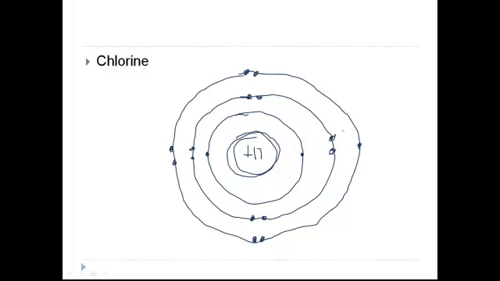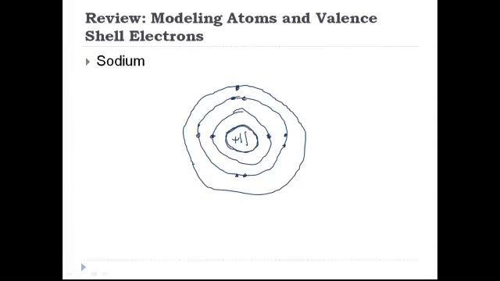So that's chlorine, and since the very outside layer has 7 electrons, there are 7 valence electrons. Oh, going back to sodium, sodium just has 1. You can see it on the 3rd energy level.